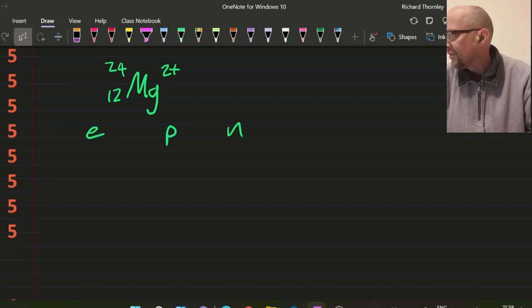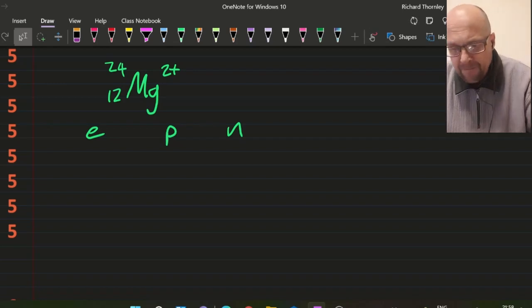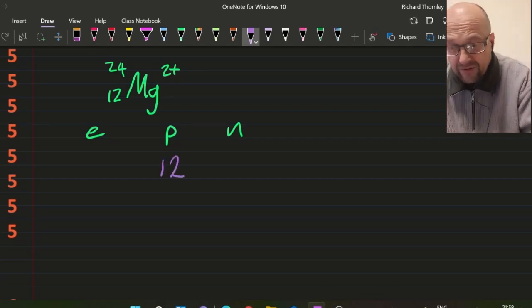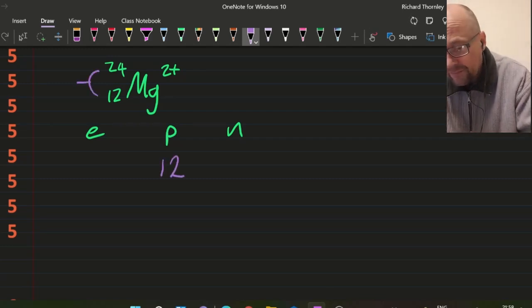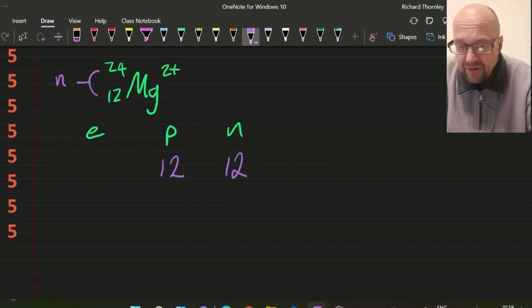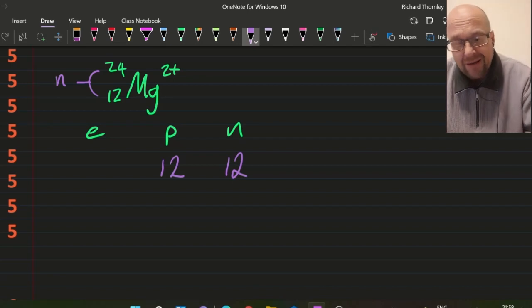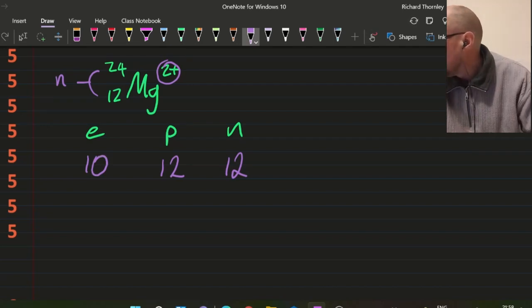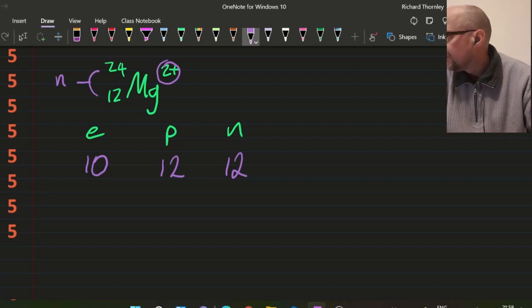Question 5. What's going on here? Alrighty, so the atomic number's 12, so 12 protons. The difference in a number is the number of neutrons, and so that's going to be 12. And magnesium normally comes with 12 electrons, but it's lost a couple of them because it's 2+. So it's only got 10 electrons. An ion with 12 protons. Okay, so that's C, isn't it?